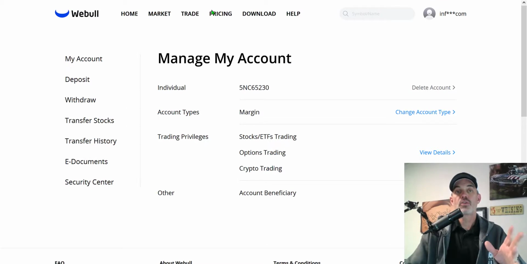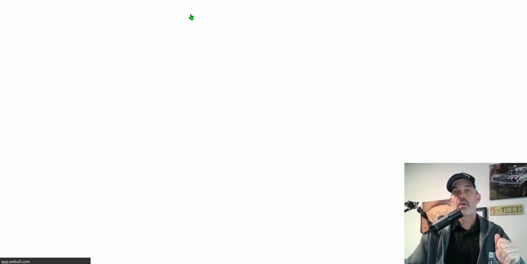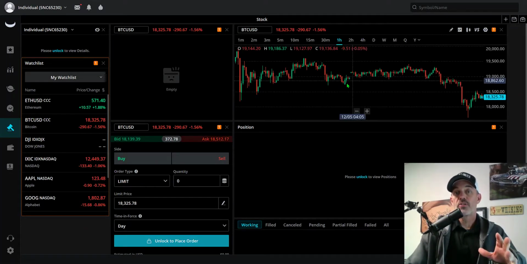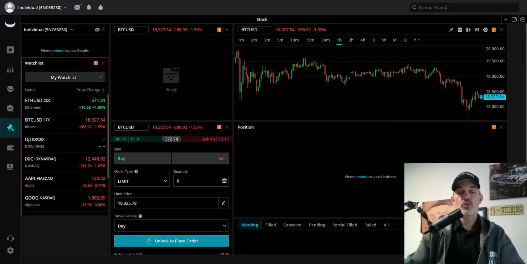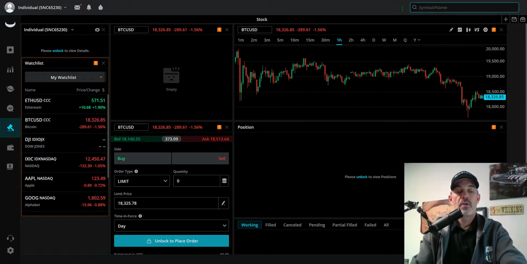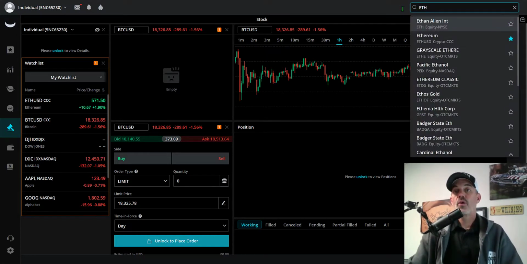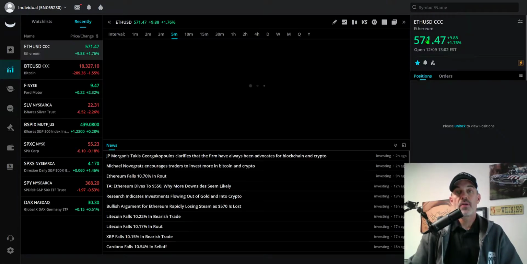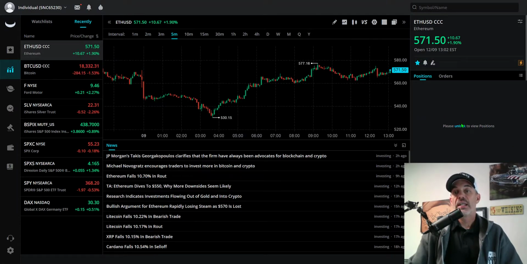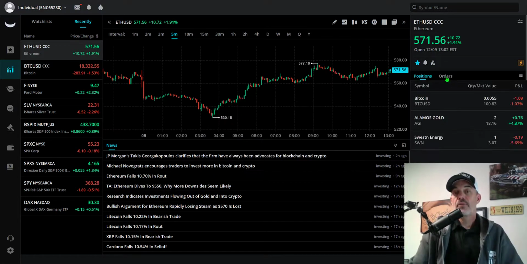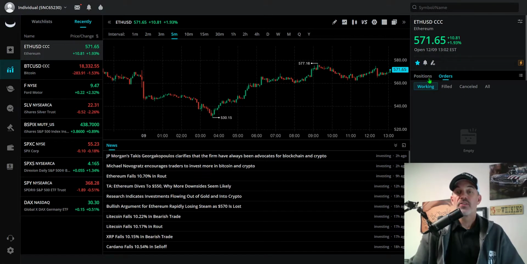You can jump back over to your dashboard and click on the trade tab, and that will take you to the desktop version of the trading platform. And from here, you can actually search for the symbol. In this case, we're going to trade ETH, Ethereum, and click on the Ethereum cryptocurrencies. I need to unlock in order to trade. And if we look at orders, you can see my positions.